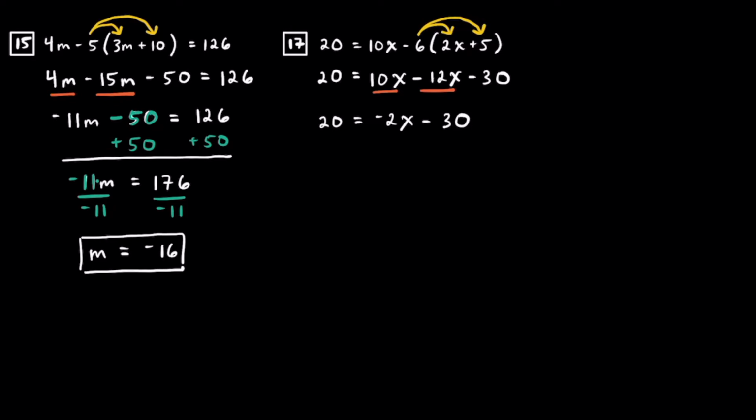So hopefully now you see this is a two-step equation, and to isolate x, we'll have to get rid of this minus 30 first. That's on the right.